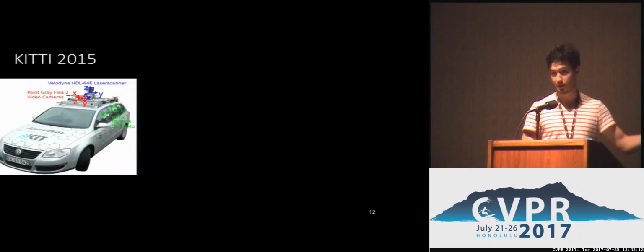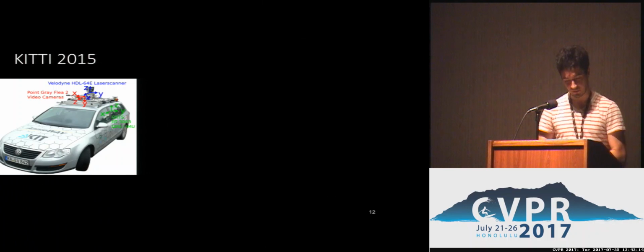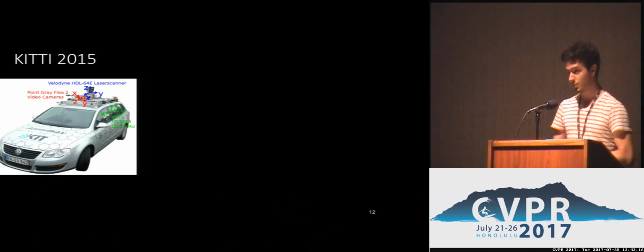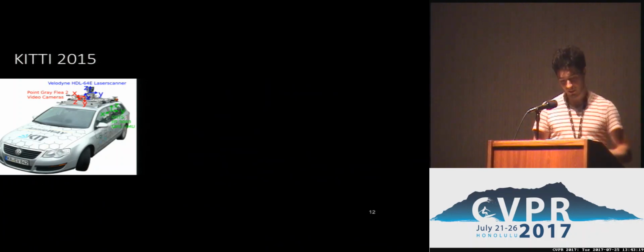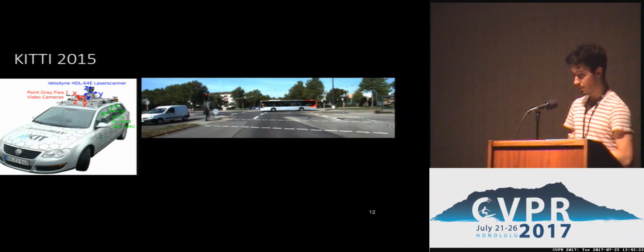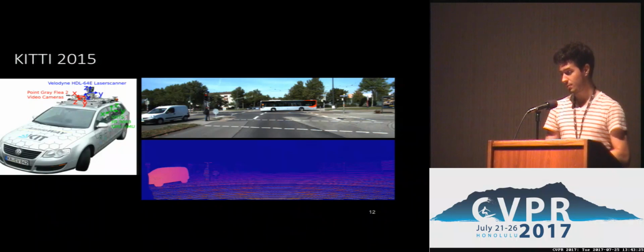Well, as it turns out, ground truth depth is actually really hard to capture. So to give you an idea, this is the KITTI stereo dataset from 2015. And this is the car that was used to capture data. It has two stereo cameras at the top and an expensive LiDAR scanner on the roof. This is an input image, and this is the ground truth depth that you get with it.